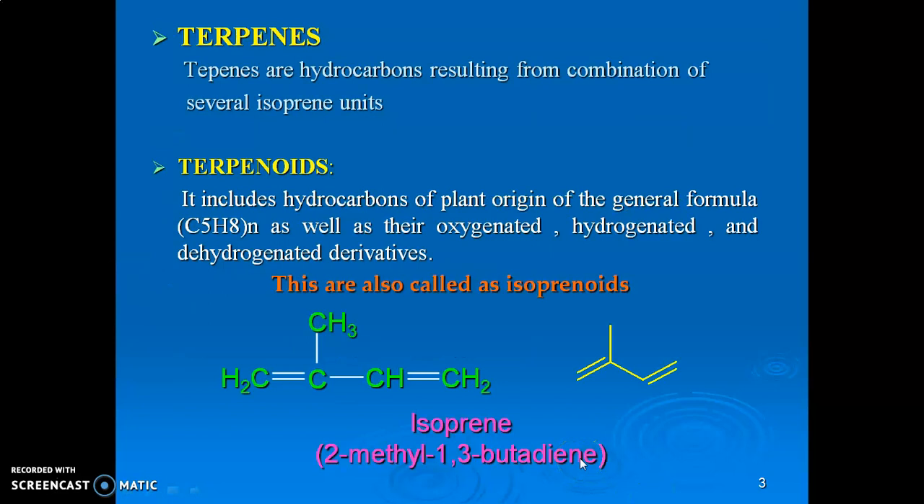First of all, what is meant by terpenes? Terpenes are hydrocarbons resulting from the combination of several isoprene units. Terpenoids also include hydrocarbons of plant origin having the general molecular formula (C5H8)n. In addition, they contain oxygenated, hydrogenated and dehydrogenated derivatives. These are also called isoprene compounds. Isoprene has the structure shown in this slide, with IUPAC name 2-methyl-1,3-butadiene.